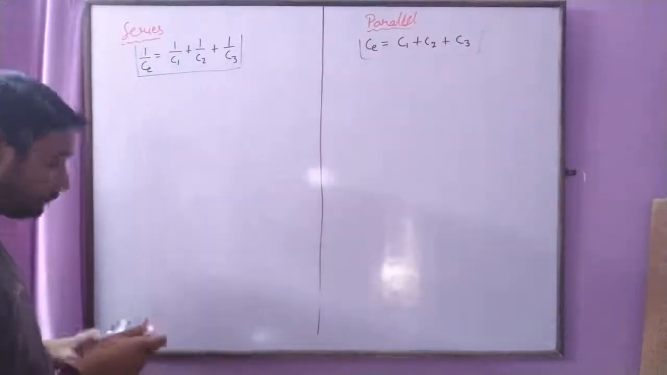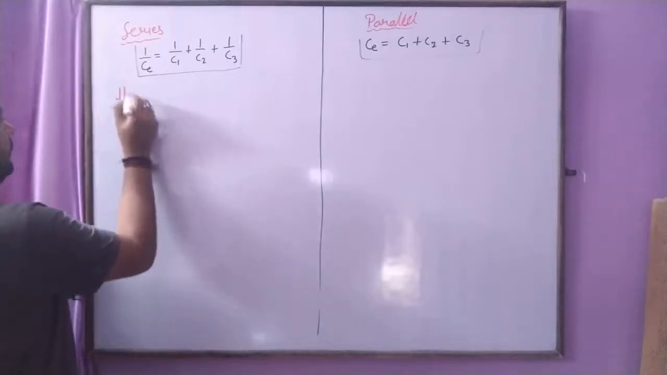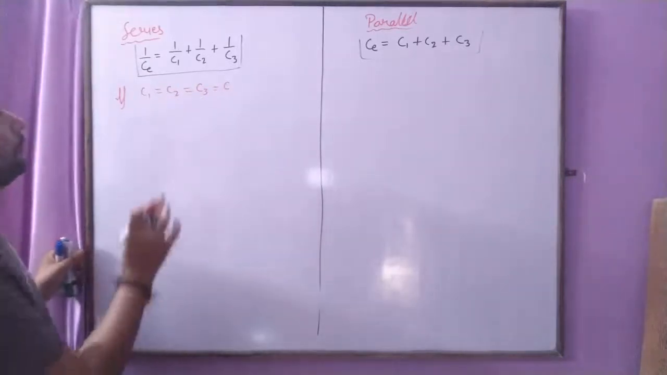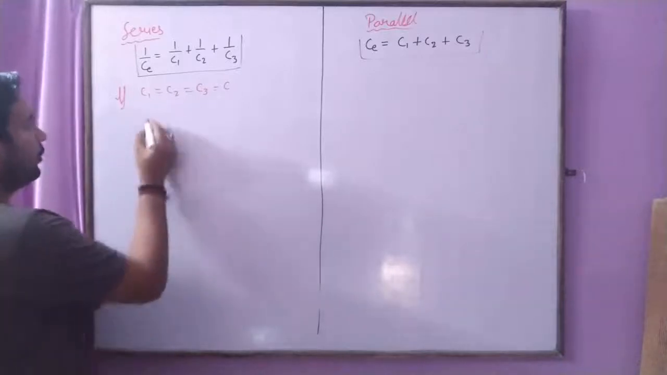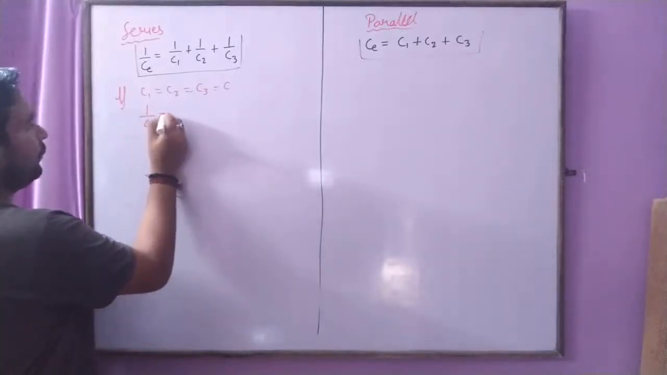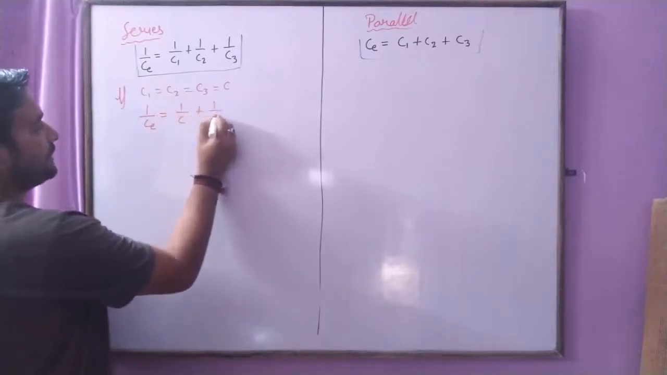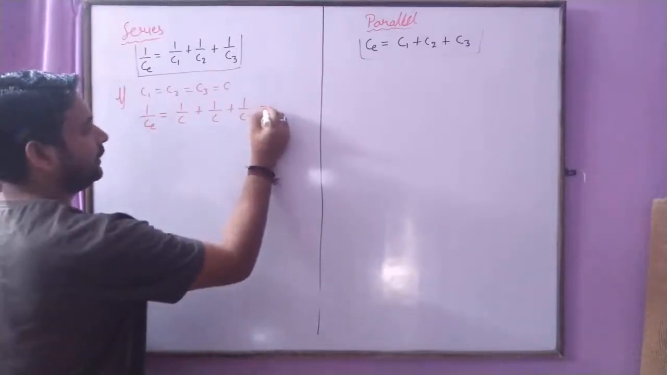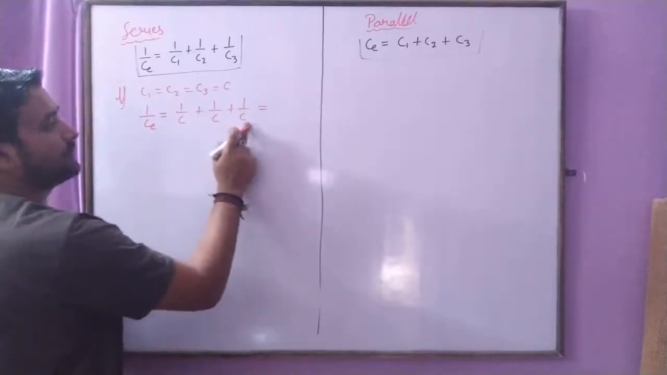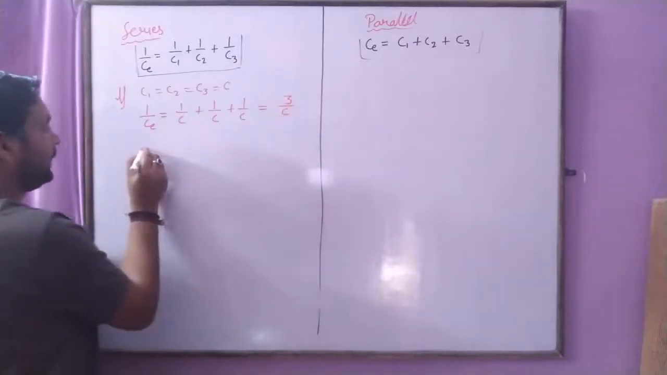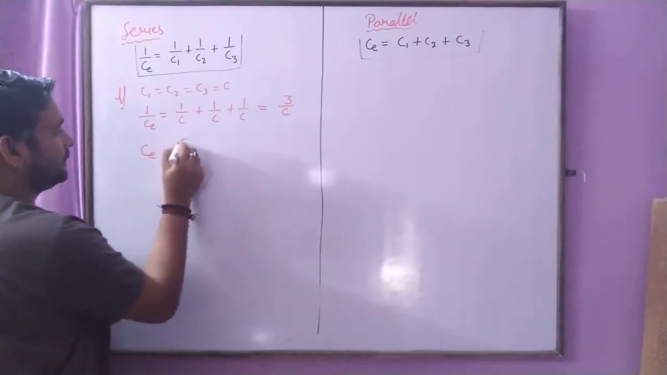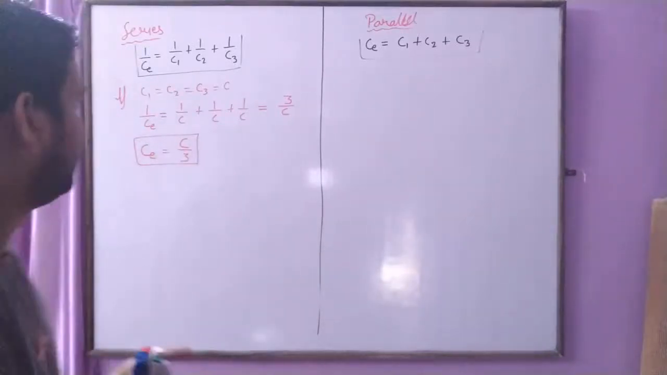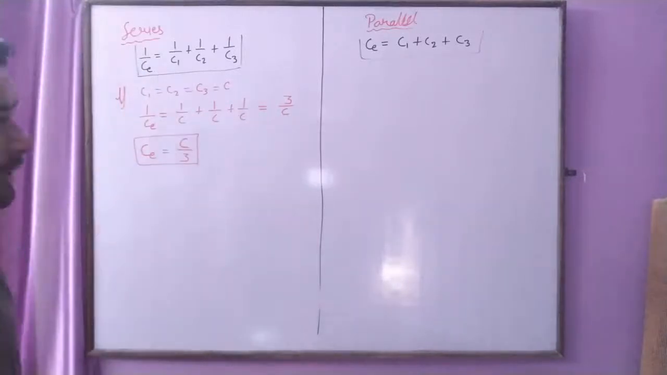Now if C1 equal to C2 equal to C3 equal to C, which means the value of each capacitor is equal to C, therefore we get the equivalent capacitor as 1 upon C plus 1 upon C plus 1 upon C. Because the denominators are the same, you add them all: 1 plus 1 plus 1 is 3 upon C. That is, the equivalent capacitor is C by 3, which means the value of the equivalent capacitor in series is 1 by 3 times the capacitor connected.